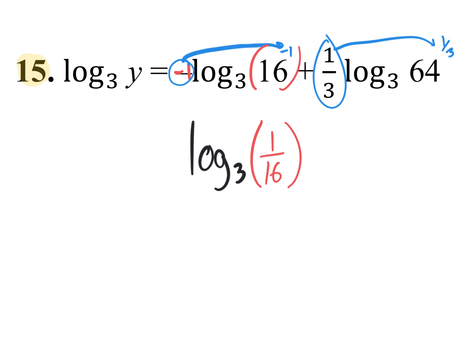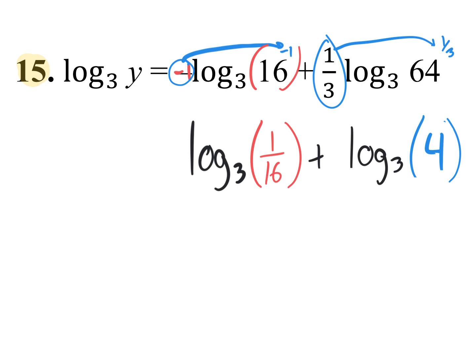Okay, so I have the plus sign. I have log base 3 of 64 to the 1/3 power. The question is, what is 64 to the 1/3 power? The 1/3 power is the same thing as a cube root, right? So you really have the cube root of 64, which is 4. So instead of 64 to the 1/3, I'm going to rewrite it as 4. Or you could type in 64 to the 1/3 power on your calculator, and it'll give you the answer 4.